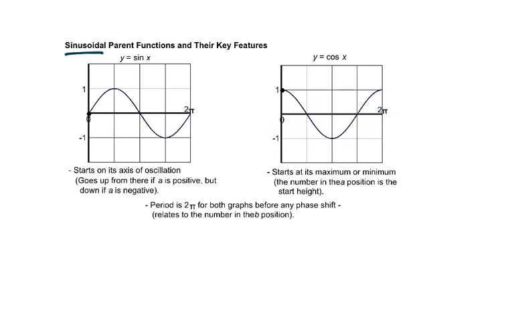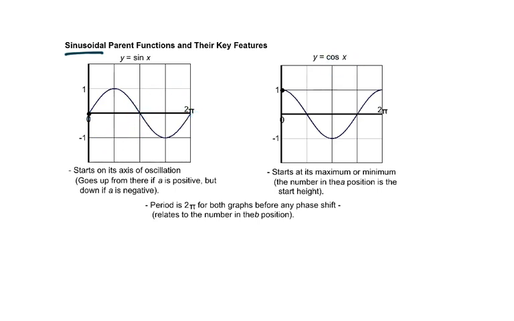And so taking a look at our definitions down here, the sine equation starts on its axis of oscillation, so it starts here where that middle is that it kind of oscillates from. And it goes up from there if it's positive, but if we randomly put a negative down there, that would just mean that it would go down and up, kind of mirroring this.